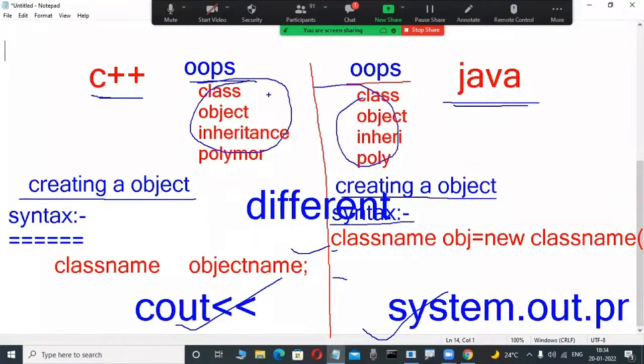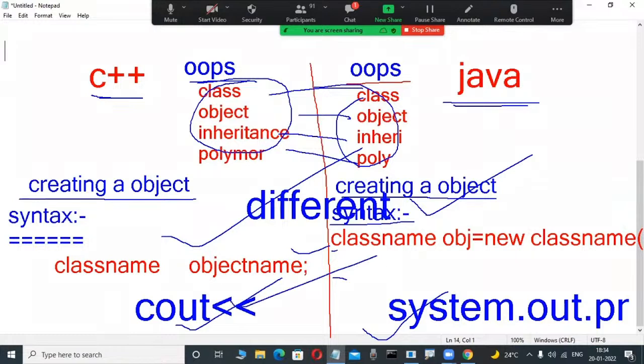Same. OOPs concepts are the same. What is a class? What is an object? What is inheritance? What is polymorphism? Same. But syntactically totally different. Why? Because those are two different languages, two different products from completely different companies. That's why functions are different, and the syntax is also different.